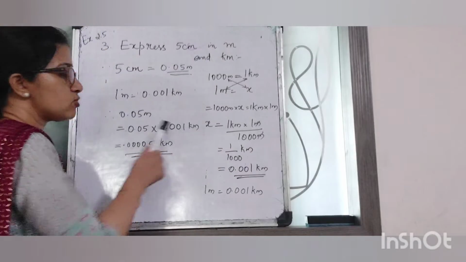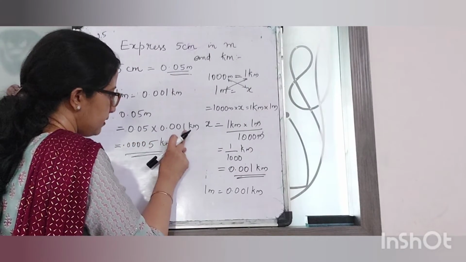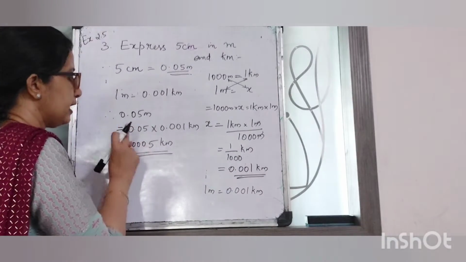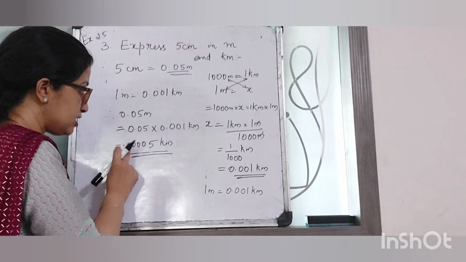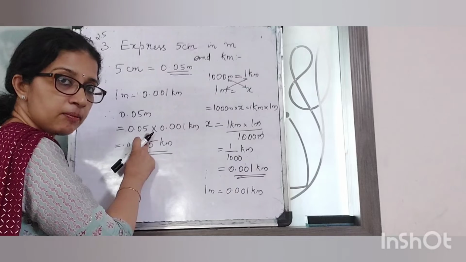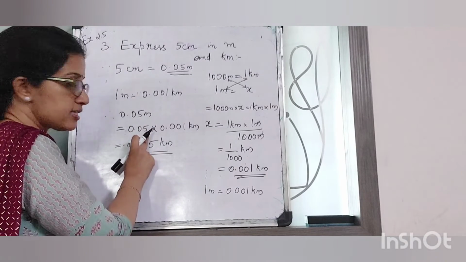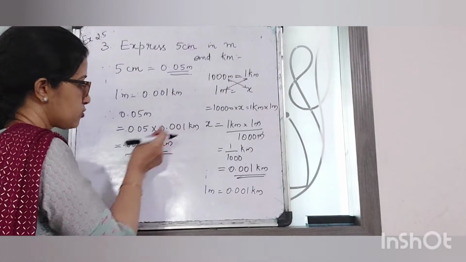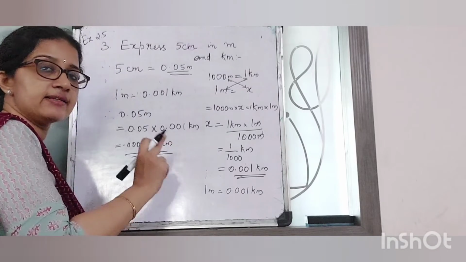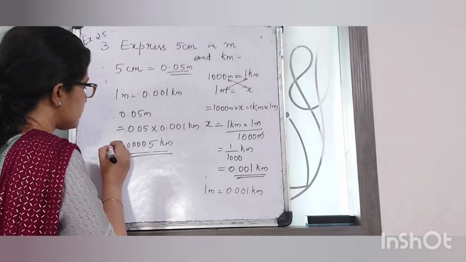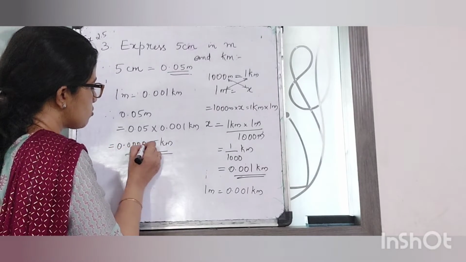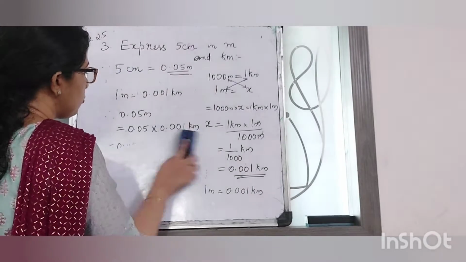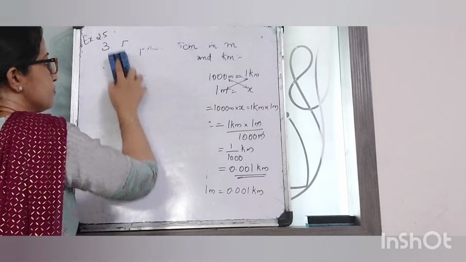Clear? How to multiply these two decimal numbers? First we have to multiply the numbers, ignoring the decimal points here. So 5 into 1 is 5. Again we have to see how many digits are there to the right hand side of the decimal points. So here 2 digits are there, and here 3 digits are there. So 2 plus 3 is 5. So in the answer 5 digits should be there to the right hand side of the decimal. Okay. So the answer is 0.00005 kilometer. Okay. Clear with this? Now we will move on to the next question.